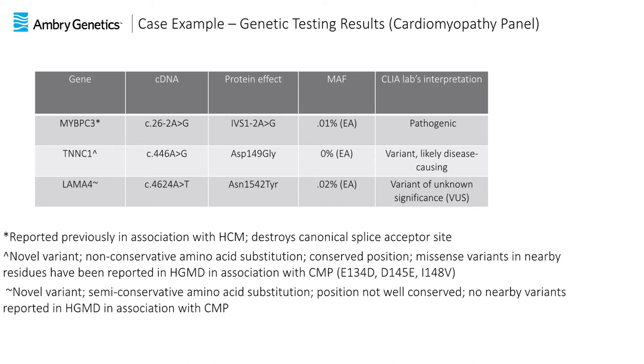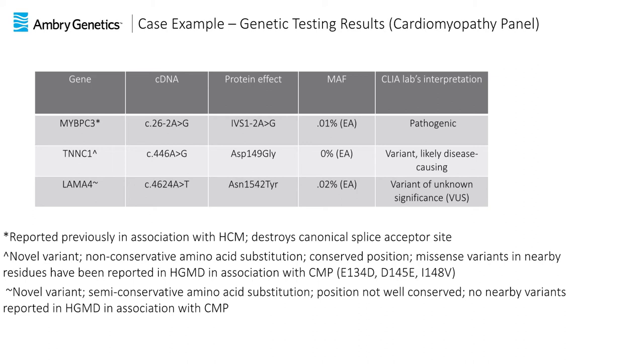In addition, missense variants in nearby residues have been reported in association with cardiomyopathy. So the variation found in our patient was at position 149 in the troponin C protein, and other variations at position 134, 145, and 148 had been seen. Also, the minor allele frequency of this variation was 0% in European Americans, meaning this is a very rare variant. And therefore, the lab stated that they thought that this variant had a high likelihood to be disease-causing.